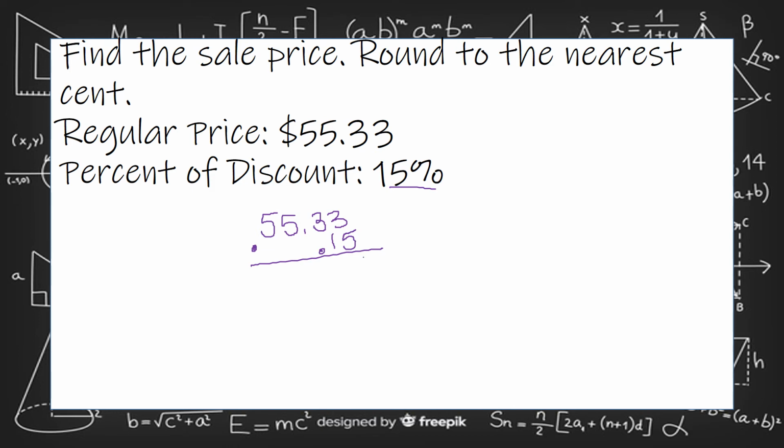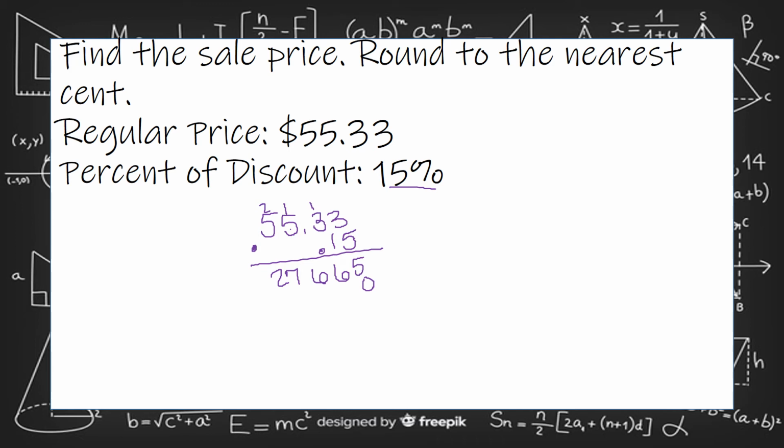5 times 3 is 15. Carry a 1. 5 times 3 is 15, plus 1 is 16. Carry that 1. 5 times 5 is 25, plus 1 is 26. So we carry a 2. 5 times 5 is 25, plus 2 is 27. We add a 0 because the 1 is in the tens place.